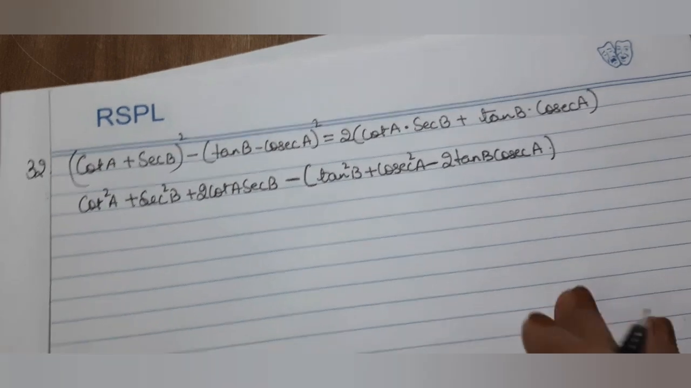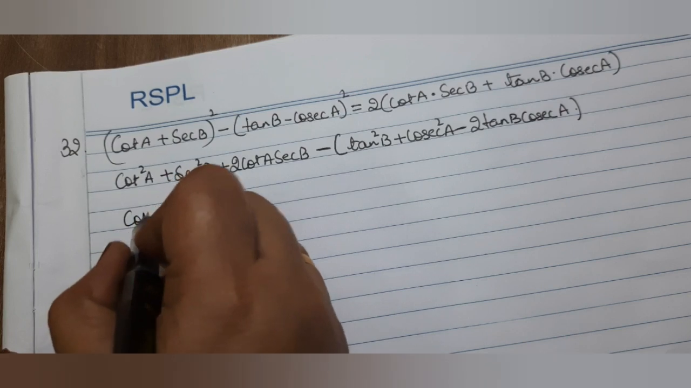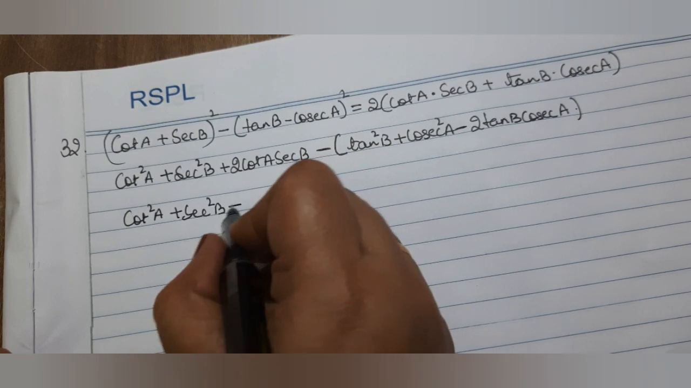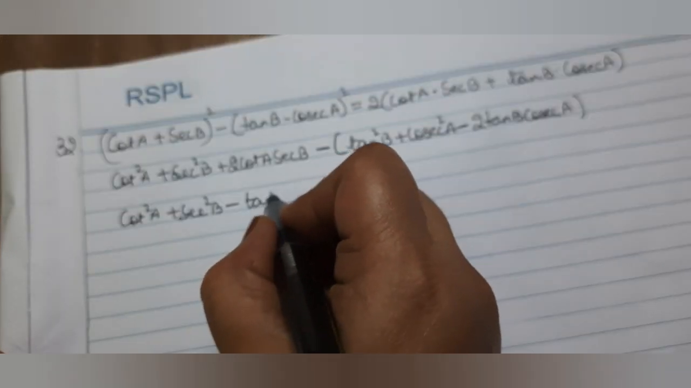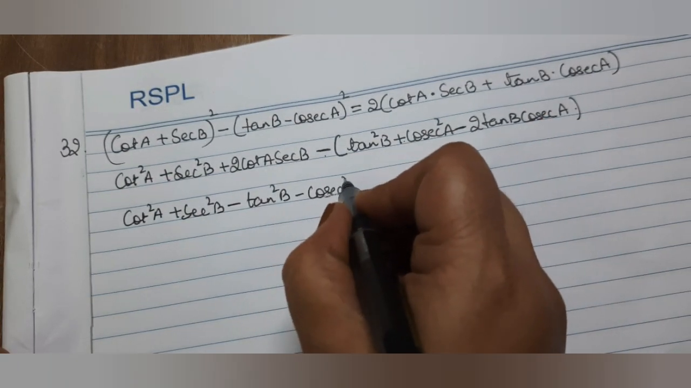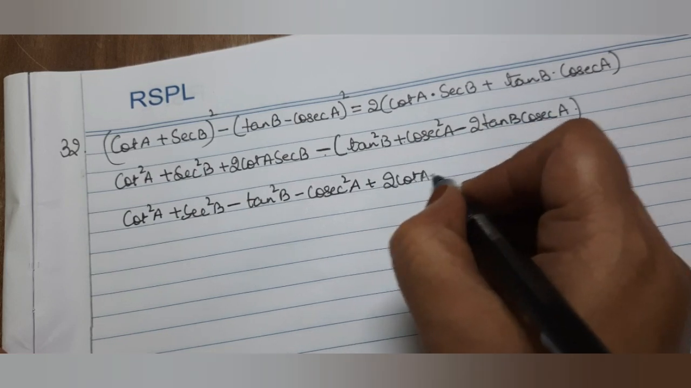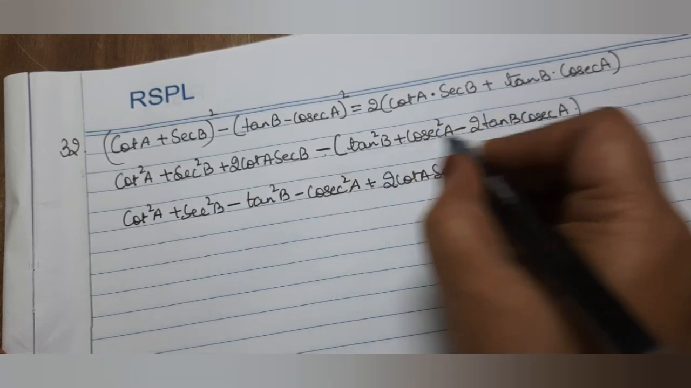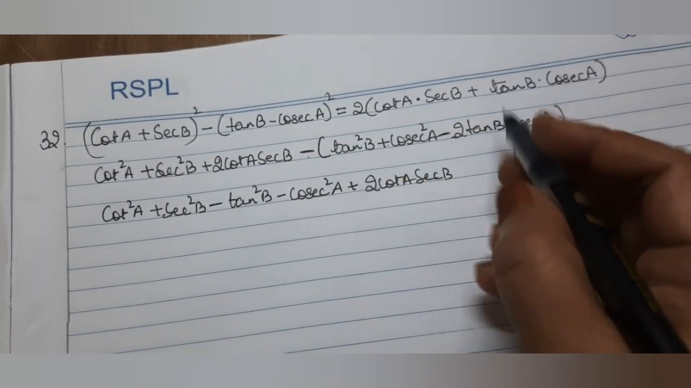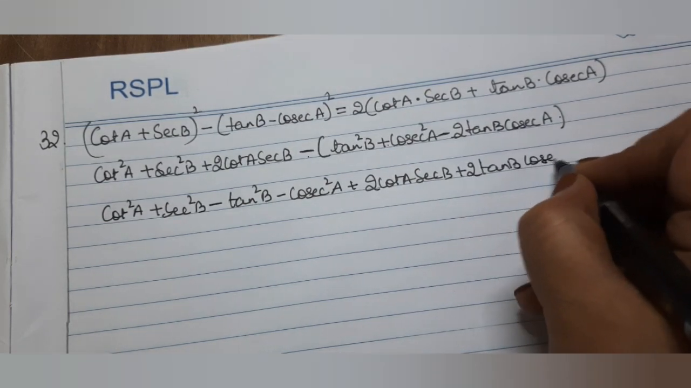So now we'll bring out all the square terms. We will get here cot square A plus secant square B minus tan square B minus cosec square A plus 2 cot A. First you can come out of the bracket and then rearrange this minus and minus plus 2 tan B and cosec A.